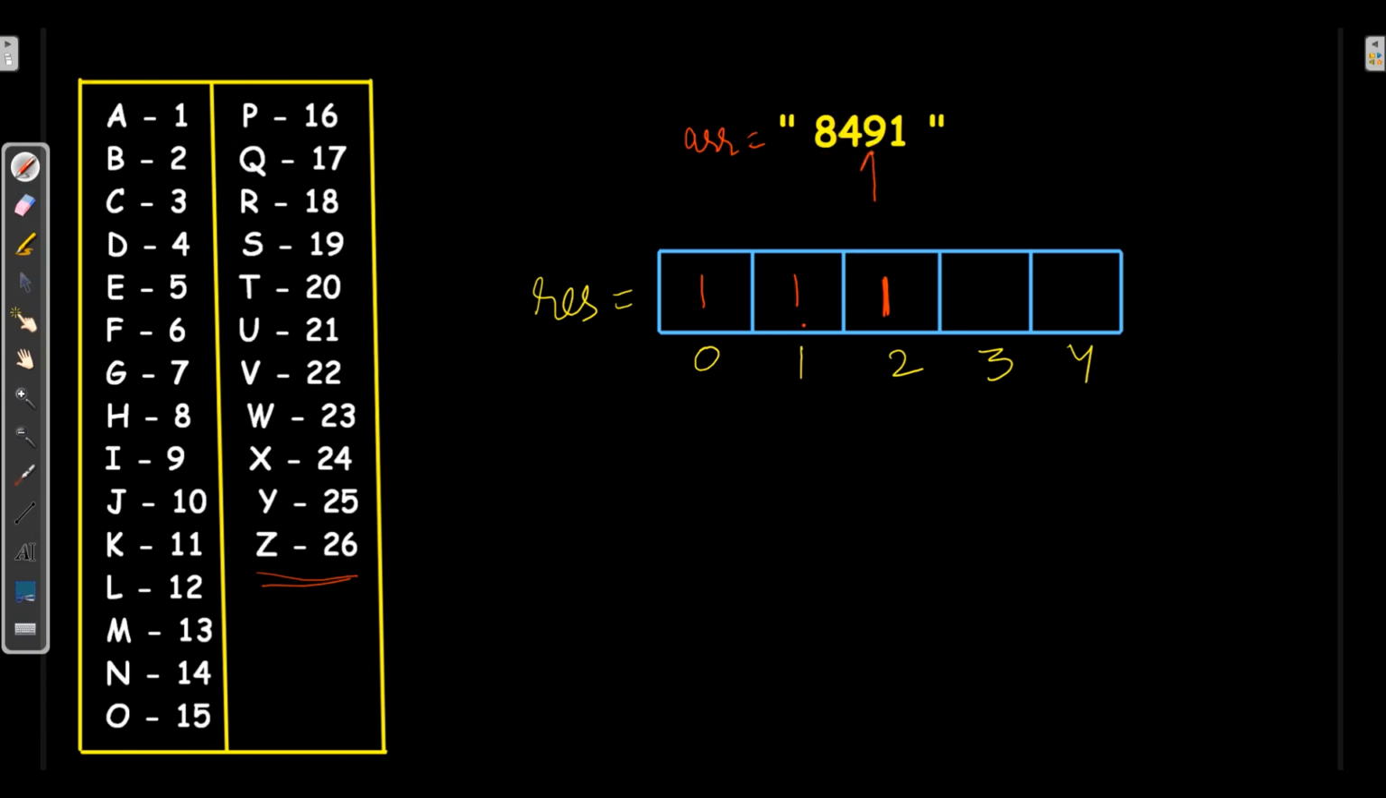Now we will iterate to the next element, where I have 9. For 9 we have I. So I will copy the last element, which is 1. Then I will check for the double element 49. 49 is also not in our alphabet series. So here also I won't be doing the sum.